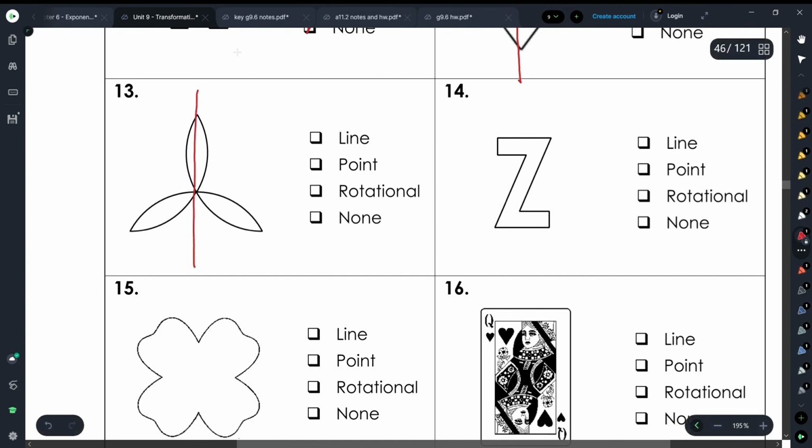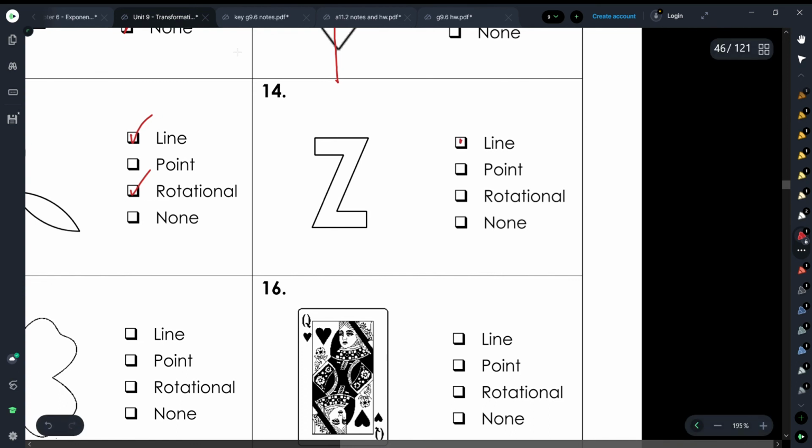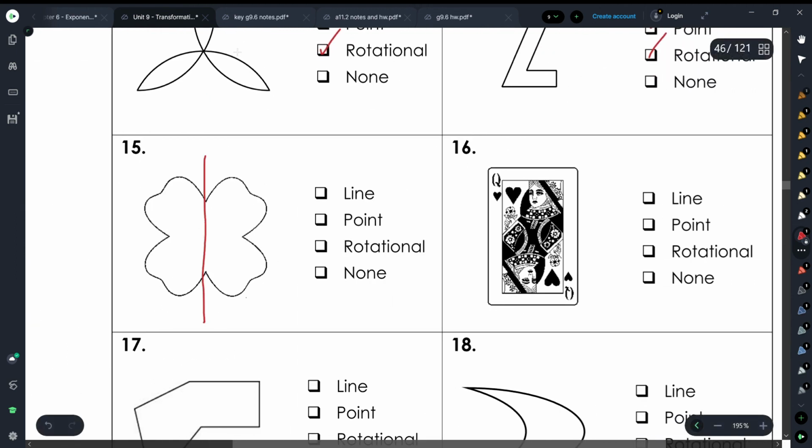We got some line symmetry here. No point symmetry, but there is rotational. Because if I turn it upside down, it's not the same. But if I turn it not all the way upside down, it'll have some rotational symmetry. Line, no. Point, yes. And then rotational, yes. Line, point, and rotational.